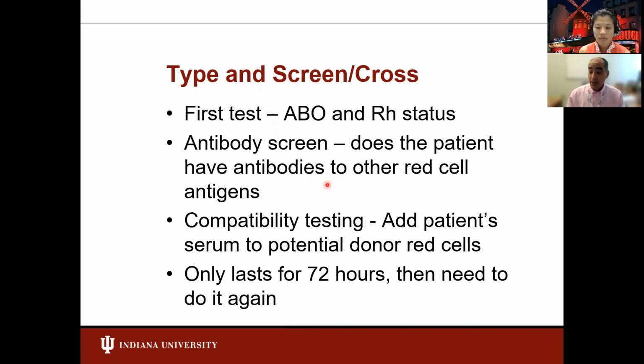And the final step is that they've got a blood product that they're going to use. They take the patient's plasma, which has the antibodies in it, and mix it with the red blood cells that they're about to infuse to see if there's actually a reaction. That's really the final step to try to ensure that people don't have these reactions when they get somebody else's blood. And as I mentioned, that type and screen or type and cross only lasts for 72 hours. Oh, wow. Yeah.